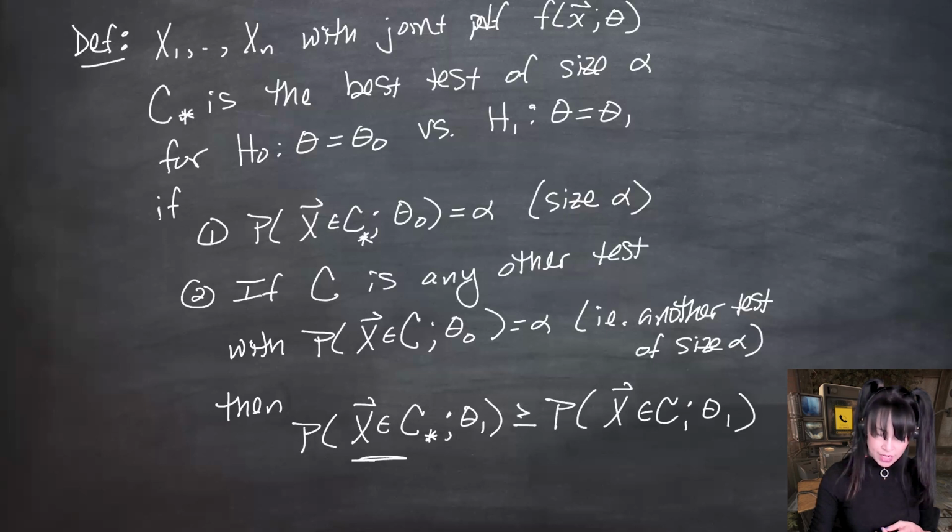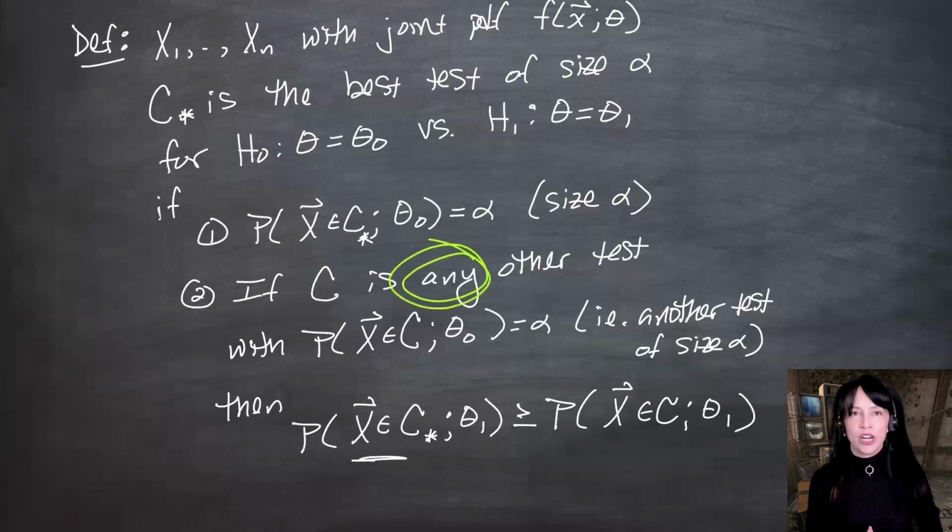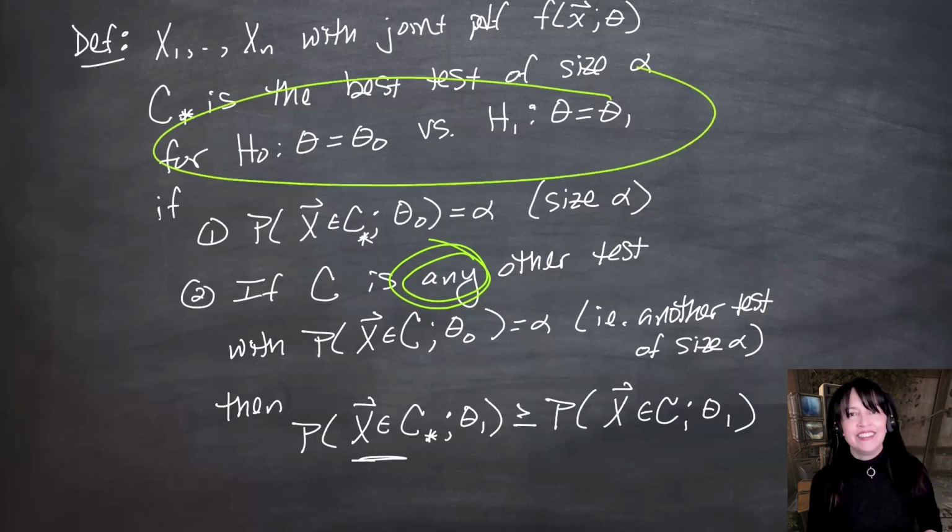And the key word here is any, no matter what other test corresponding to the critical region C you can come up with. So best test of size alpha means it has to have size alpha. And then when you compare it to all other tests, when the alternate hypothesis is true, you are rejecting with the highest probability, because when the alternate is true, that's when you should reject. Easy enough when we're talking simple versus simple to understand what's going on there, hopefully.